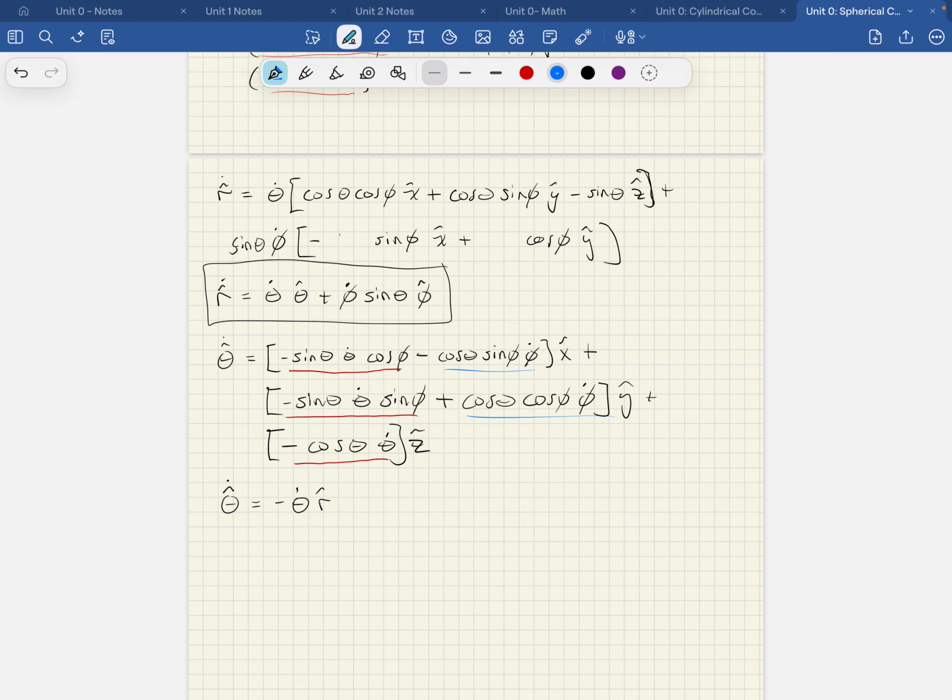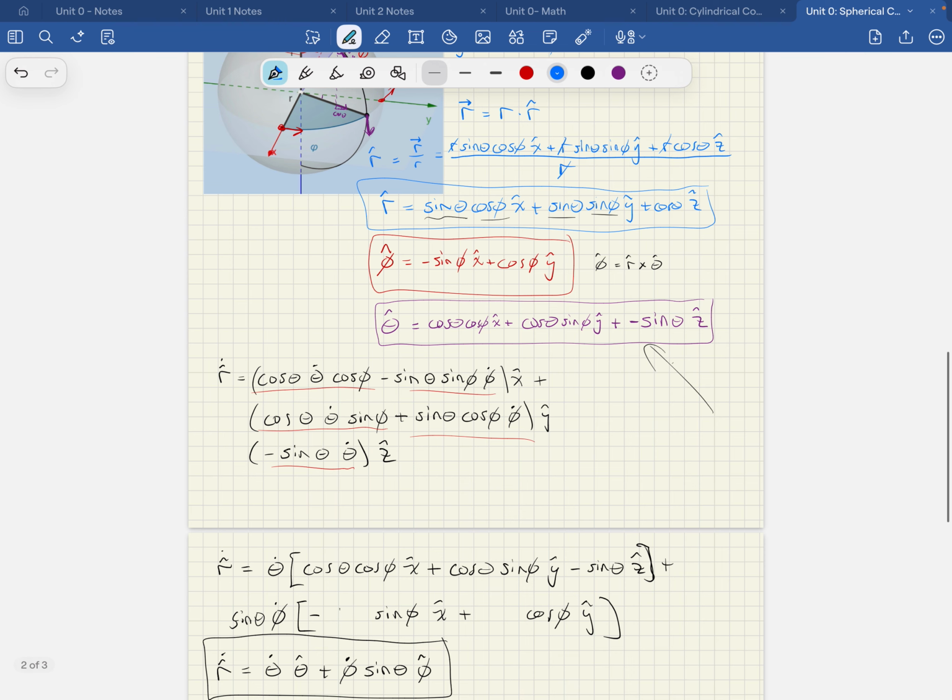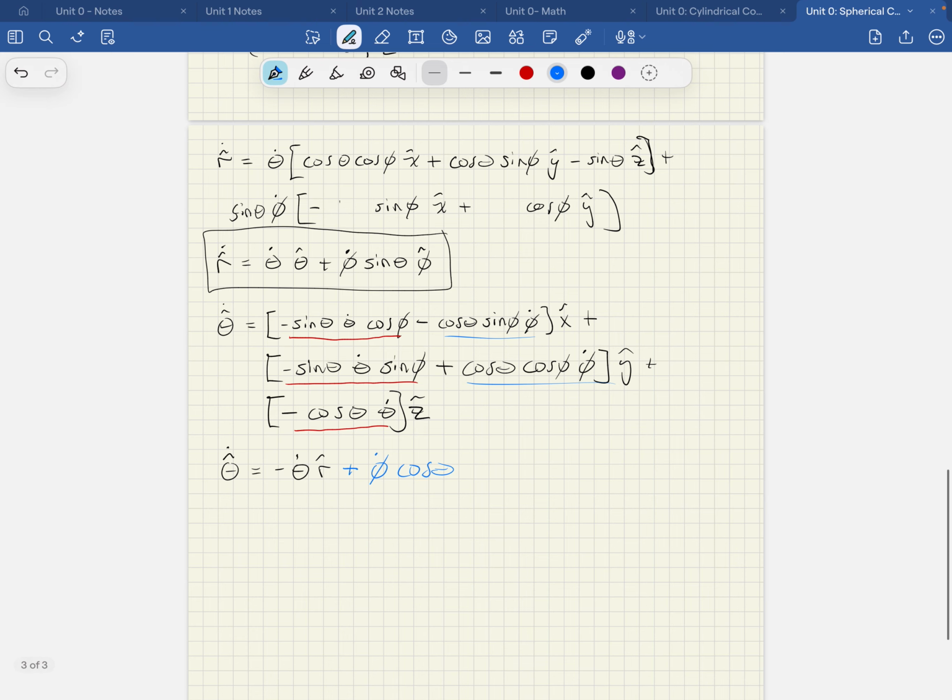And then if we look at the terms with phi dot, and we pull out a phi dot cosine theta, we're left with minus sine phi x hat plus cosine phi y hat, which is exactly phi hat. Okay, so we've got our theta hat dot. Let's go ahead and put a box around that one.